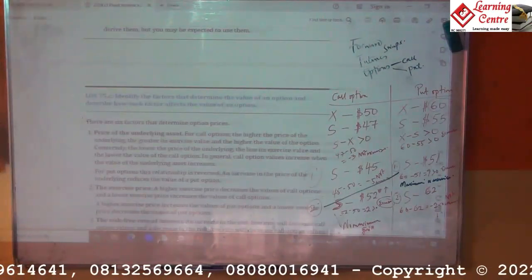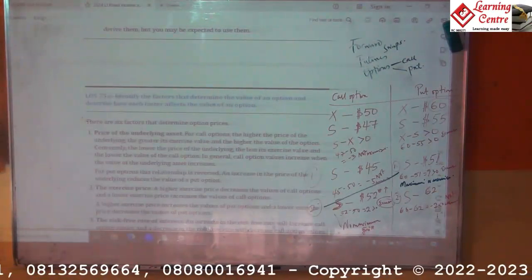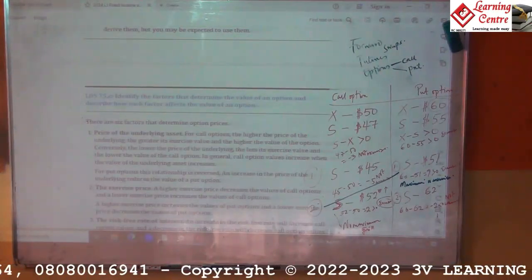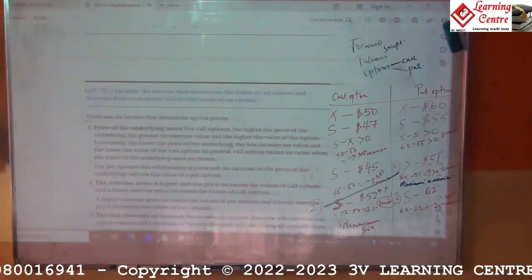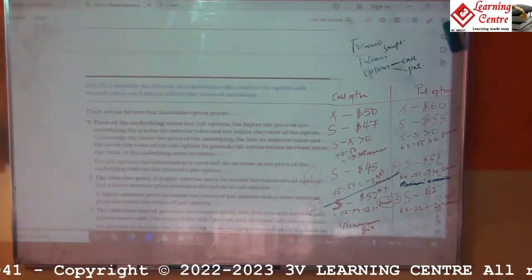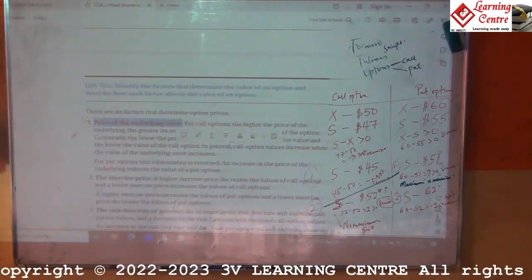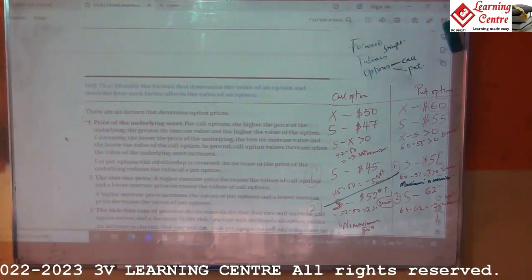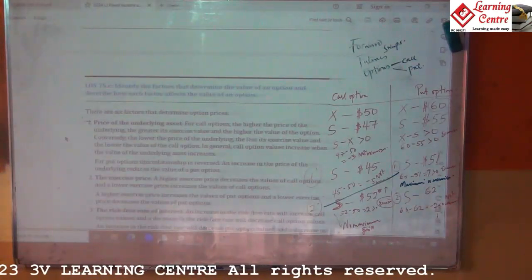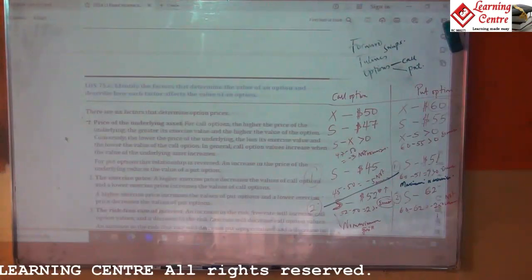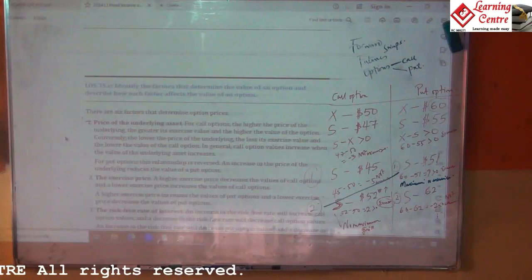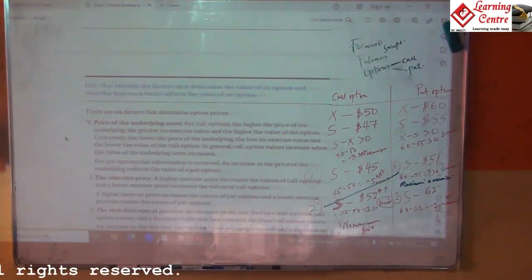Now, identify the factors that determine the value of an option and describe how each factor affects the value of an option. So there are 6 factors. The first one is the price of the assets. We have basically spoken about this one as well. So as the price is going up for the call option, the call option value is also going up, which is this maximum number 2 option.